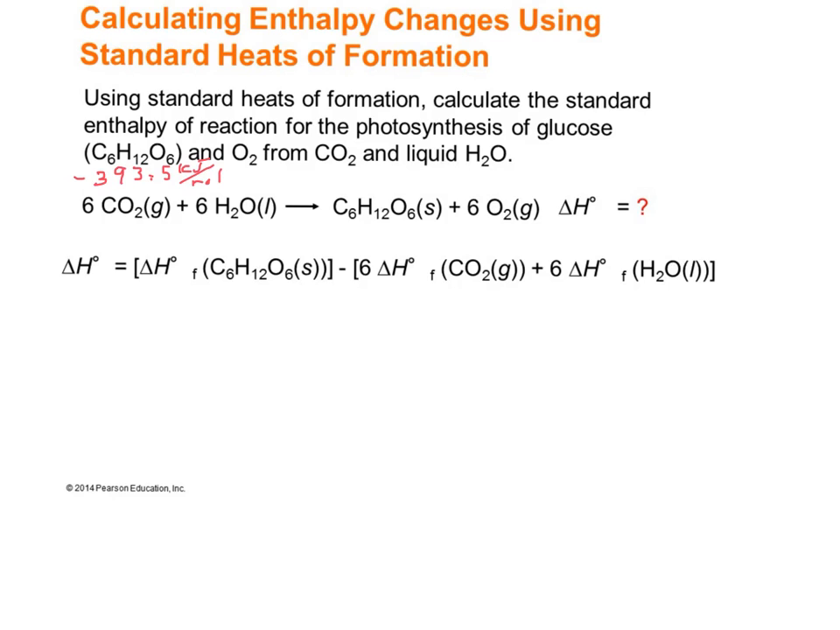And when we do that, we have to make sure we have water in the right phase. We have liquid water, so that's going to be a negative 285.8 kilojoules per mole. Then we look up glucose, and it's going to be huge, a negative 1,273.3 kilojoules per mole. And then we come to oxygen.